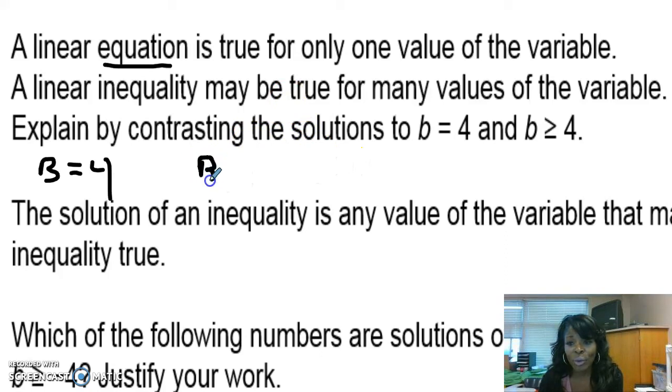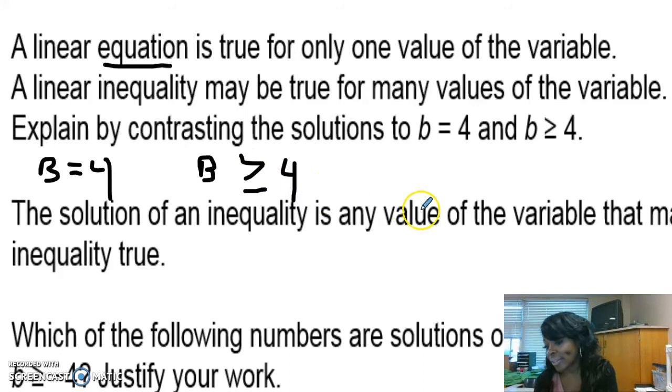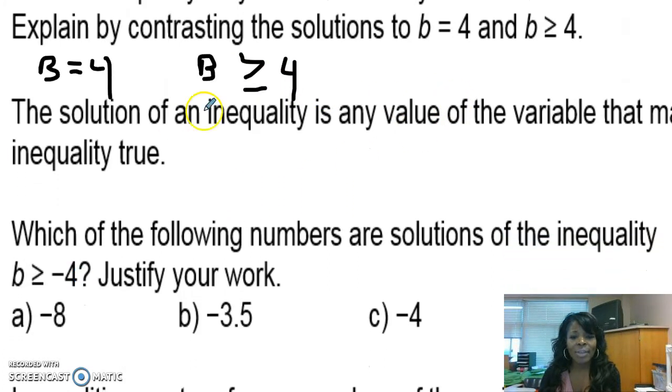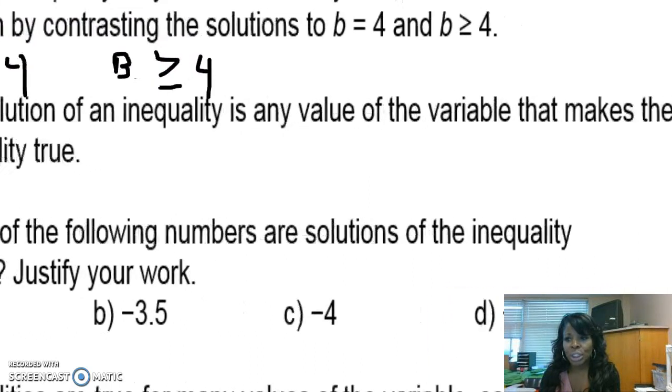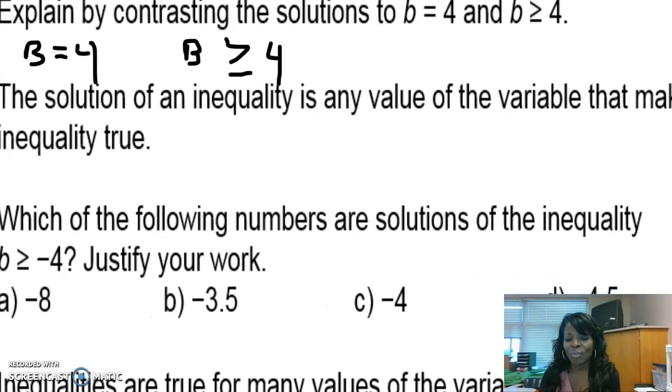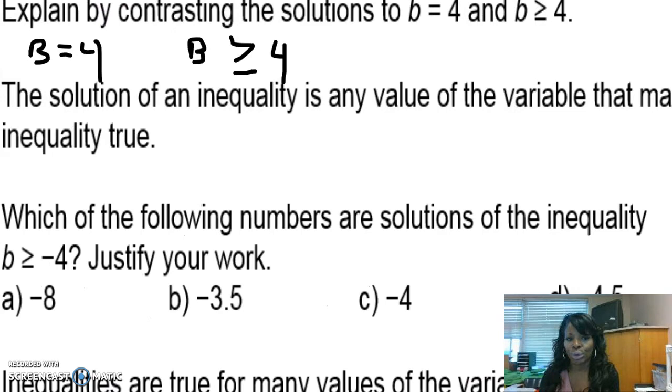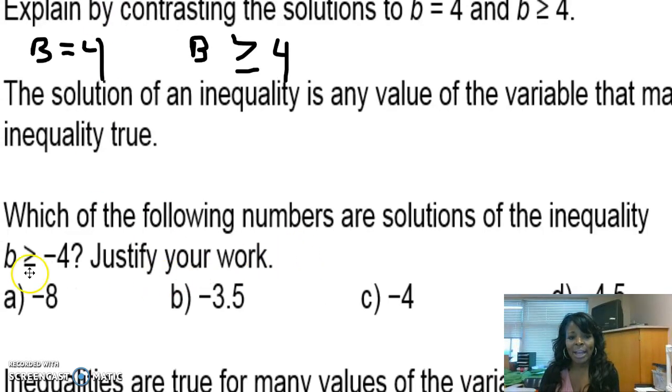So for b is greater than or equal to 4, our answer could be 4, 5, 6, 7, 8, 9, and so forth, okay? The solution of an inequality is any value of the variable that makes the inequality true. So in the solution set, any value of the variable that makes it true, okay? So let's look at the next one.